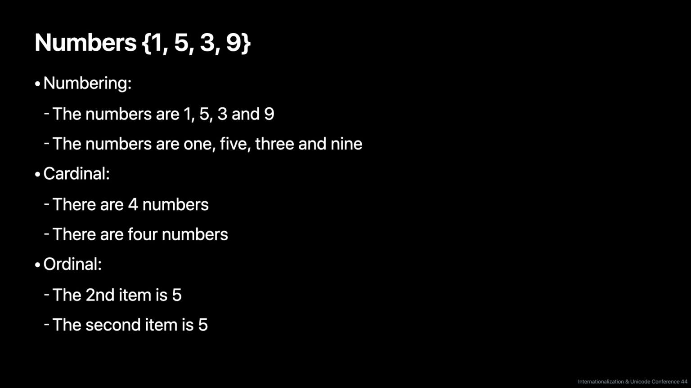So let me give some examples. In the set above, we have the numbers 1, 5, 3, and 9. So those are just individual numbers. I have something called a cardinal. That's when I say there are 4 numbers, so I'm counting something, whereas numbering is used in isolation. And then there's an ordinal, and that's where you're implying an order to the set. So like the second item is 5, and I could either use the number 2 and the suffix nd, or I spell out the word second.